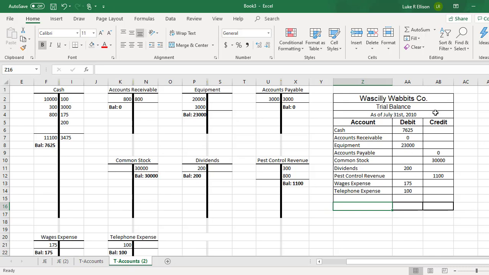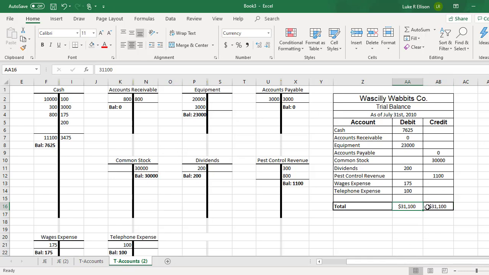Alright, so once you have all of the debits and credits put in there, you can total those up. And if you total all of the debits, I believe you get $31,100. And if you total all the credits, you also get $31,100. So, if these numbers were to not balance, then that means you've made a mistake somewhere. Most likely in the posting to the T accounts.